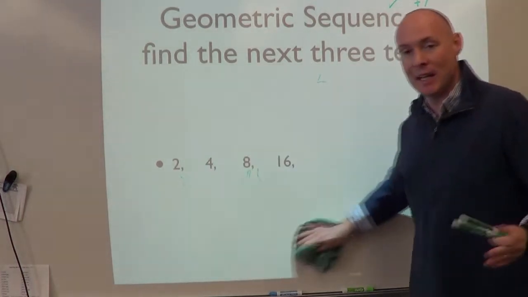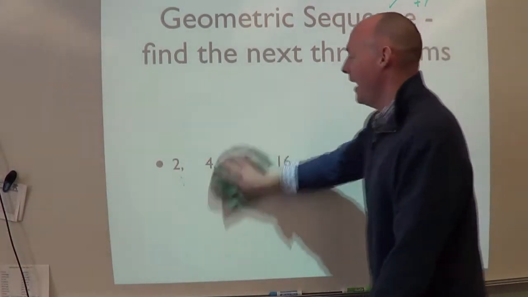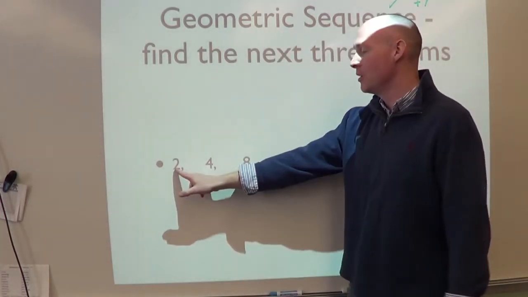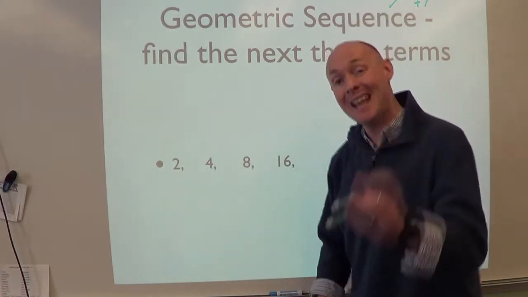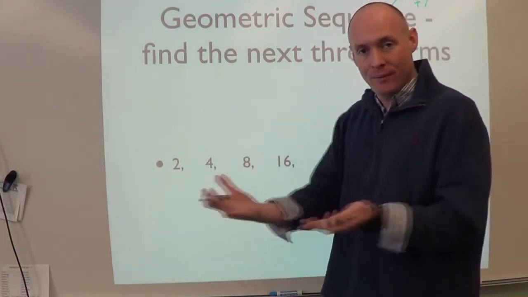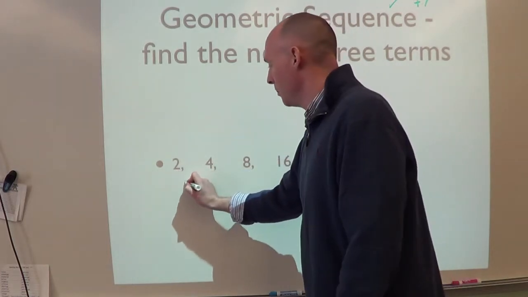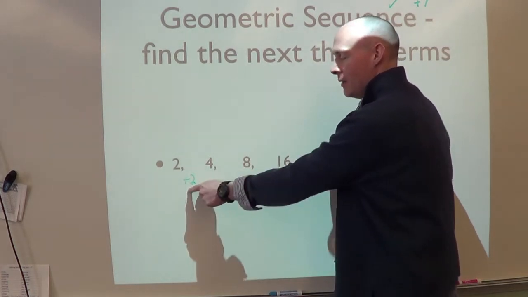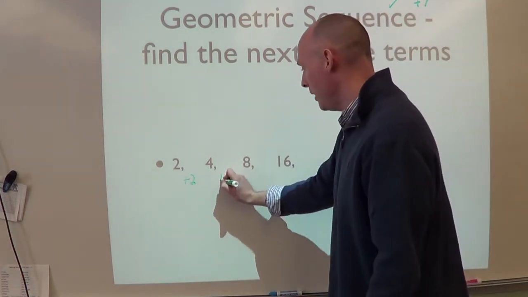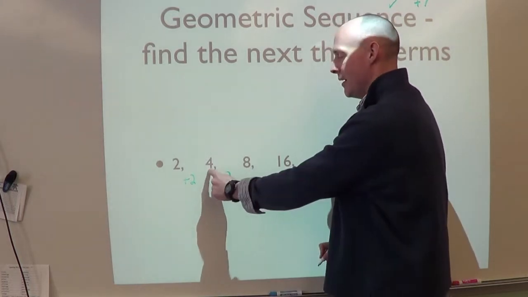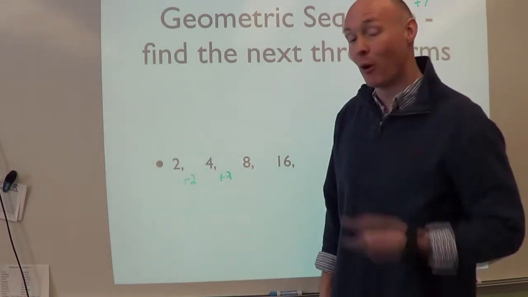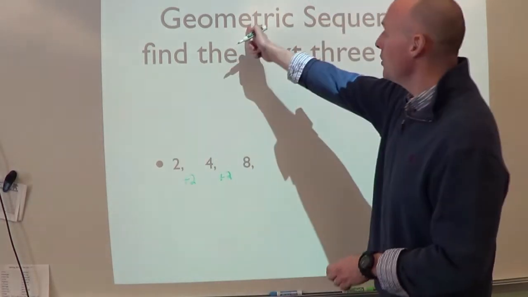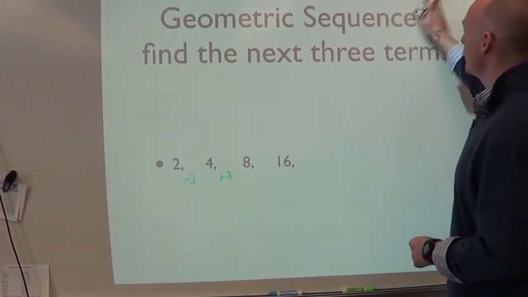Whenever I see a sequence, I always first check, hey, is this an arithmetic sequence? So I look, 2 to 4. To check to see if it's arithmetic, figure out what the rule is. Add 2, plus 2. Okay. How do I get from 4 to 8? Well, if it's arithmetic, we would just add 2, right? But is 4 plus 2 8? Nope, 4 plus 2 is 6. So we know right away, arithmetic sequence? No, it is not.